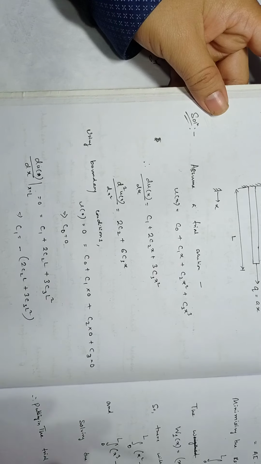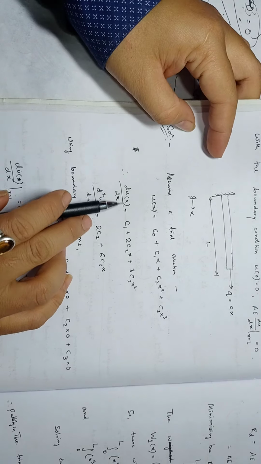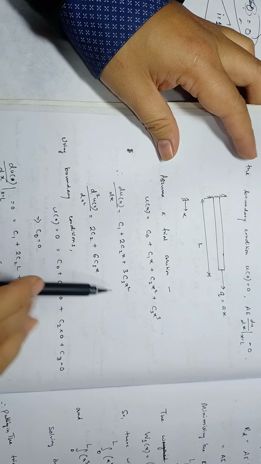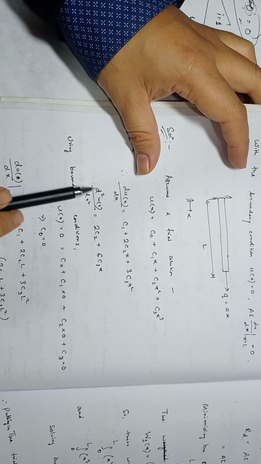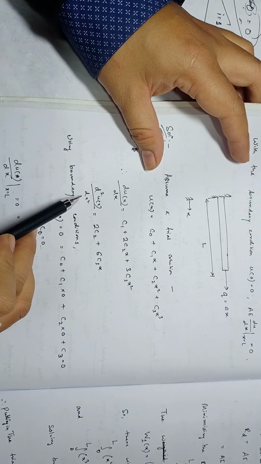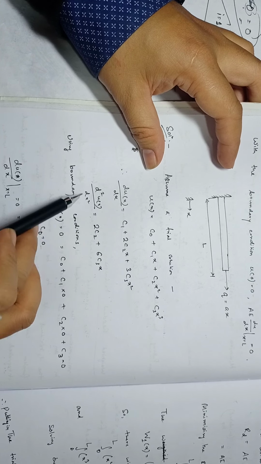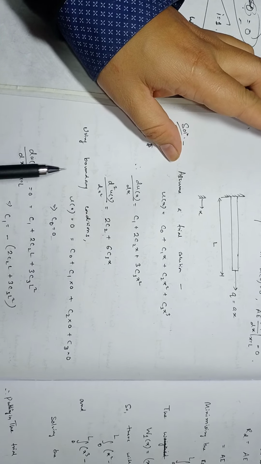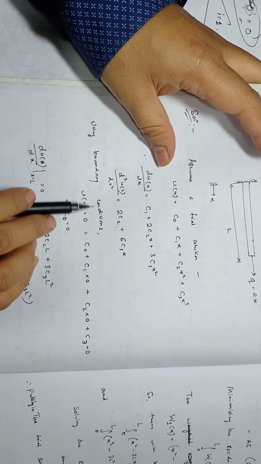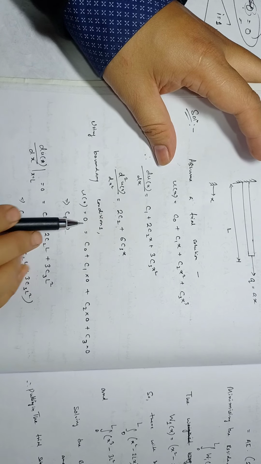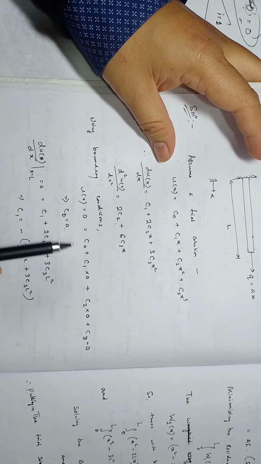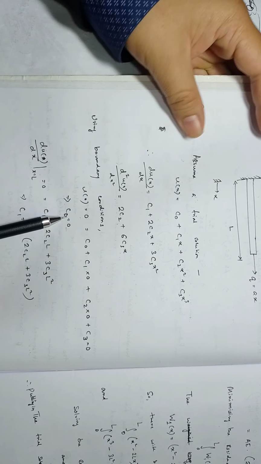Here you differentiate it once, so du by dx is c1 plus 2c2x plus 3c3x square. Differentiated once more, because the expression has d square u by dx square, it is 2c2 plus 6c3x. Now use the boundary conditions. At x equal to 0, u is 0, so c0 plus c1 into 0 plus c2 into 0 plus c3 into 0. So c0 here is 0.